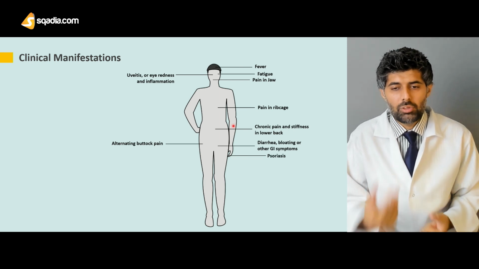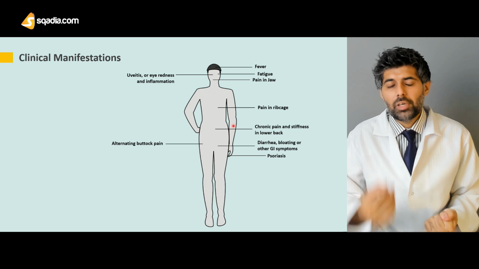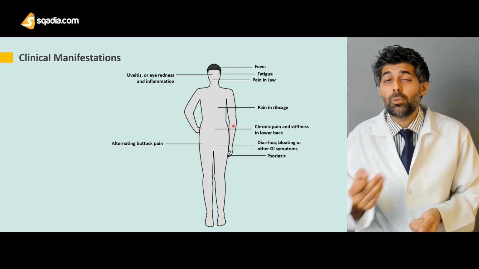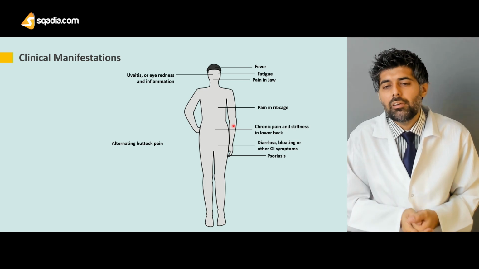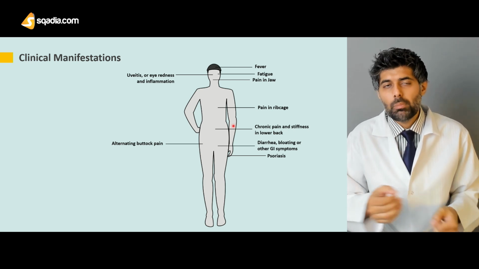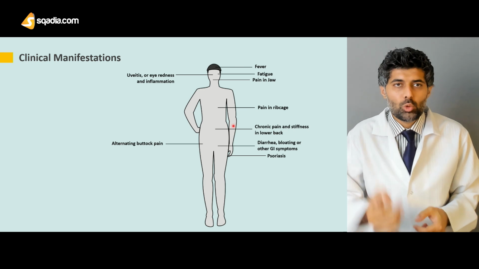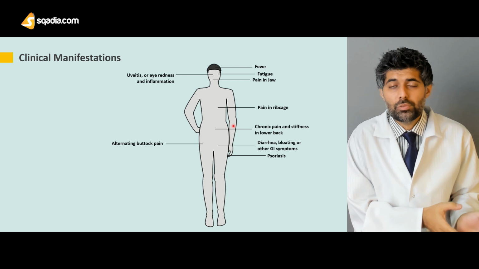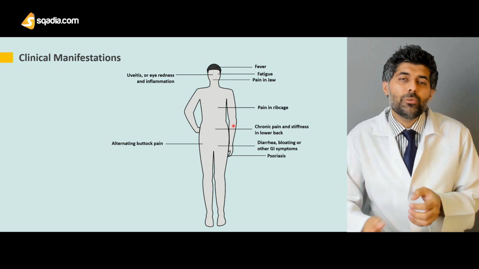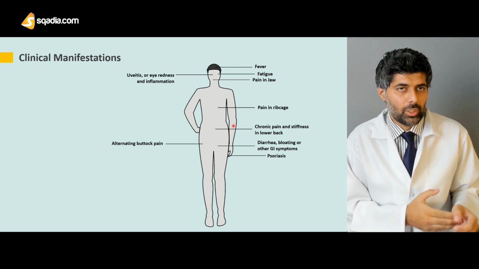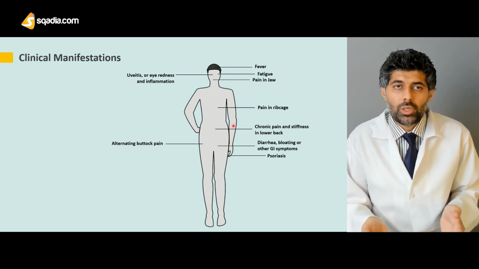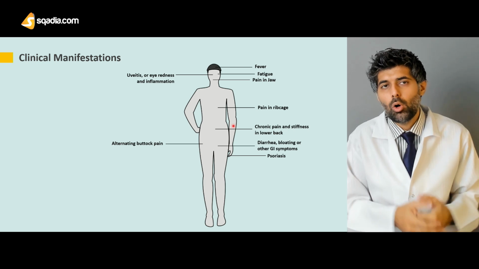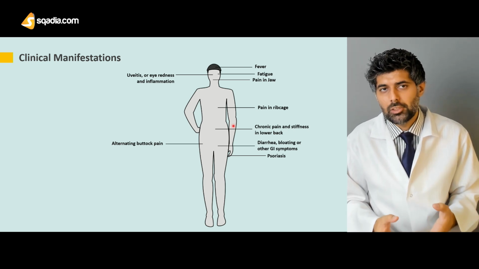Next, we have psoriasis. Again, psoriasis in ankylosing spondylitis is of special importance, just like diarrhea and GI symptoms, because it can get so extensive during the course of the disease that sometimes we also get a subcategory of ankylosing spondylitis known as psoriatic ankylosing spondylitis, or psoriatic spondylitis.